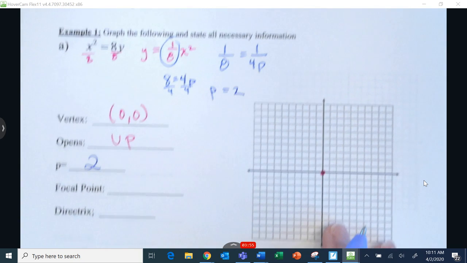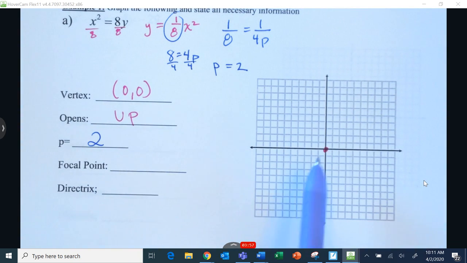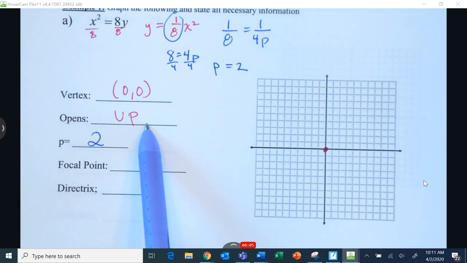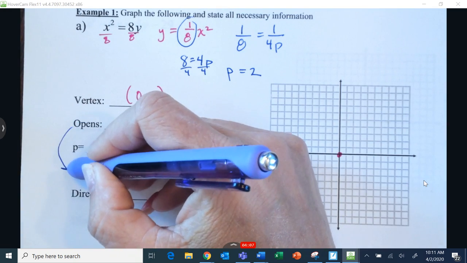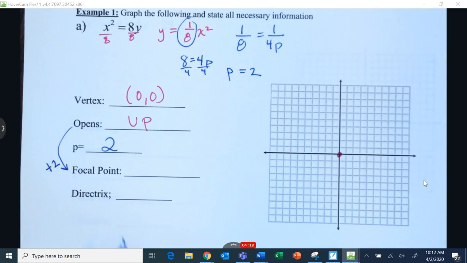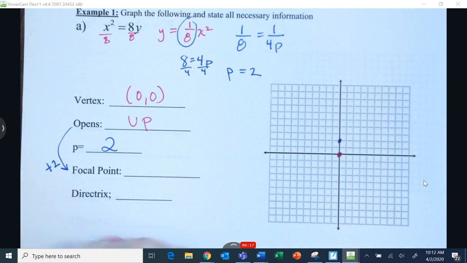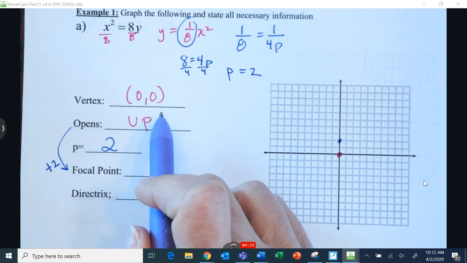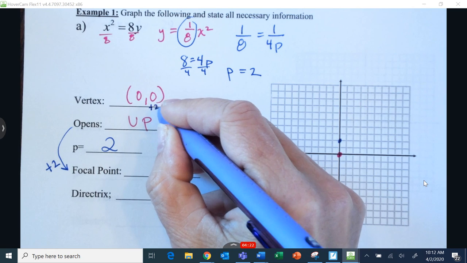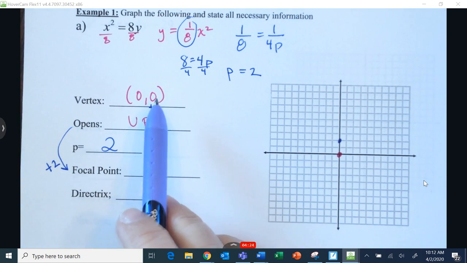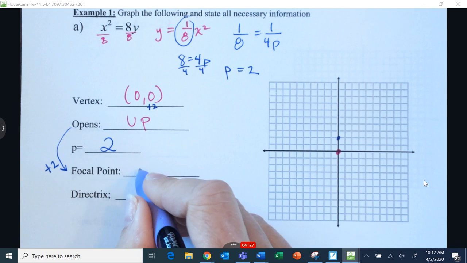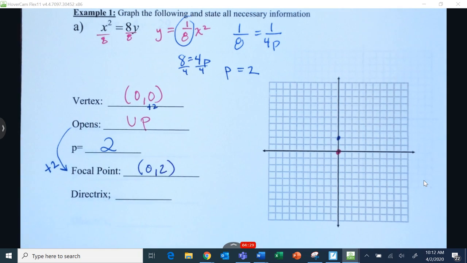So to find the focal point, we need to go 2 units from the vertex. And we're going to go 2 units in the direction that it is opening. It opens up, so we're going to add 2 in that direction. On the graph, I just go up 2. If I were using the ordered pair, since I'm going up, I would add 2 to the y value. So our focal point is at (0, 2).